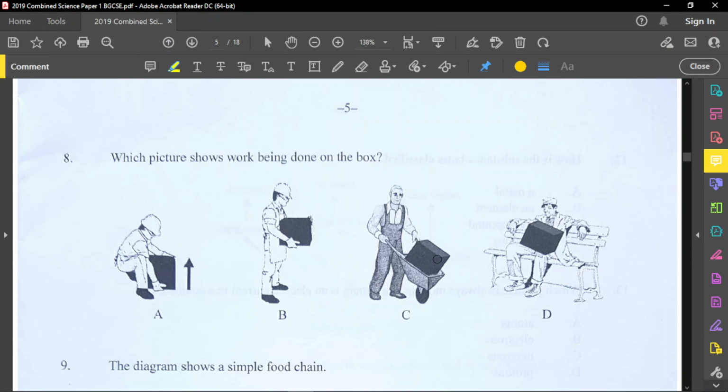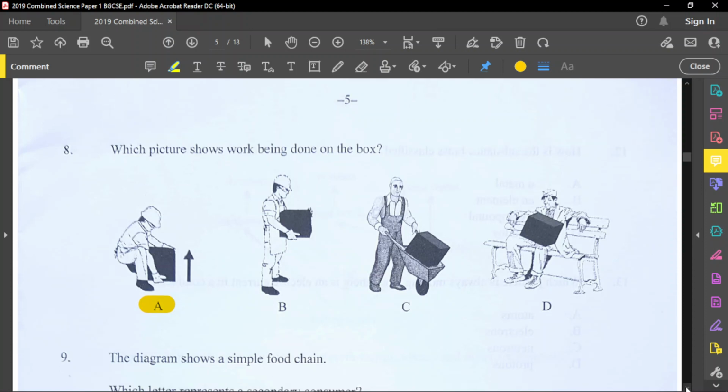Obviously, the wheelbarrow contains the block. So if the wheelbarrow moves, then the box is moving. But the box is not moving directly because of a direct force on it. In D, the box is sitting on the person's legs. The box is not moving, and so therefore it's not work done on the box. So the only diagram that's showing that work is done on the box directly is option A.